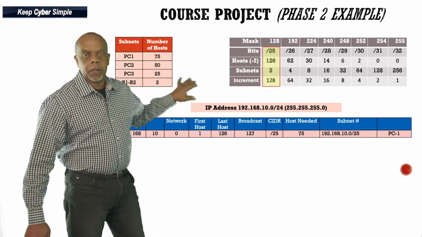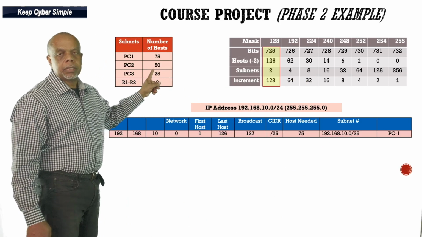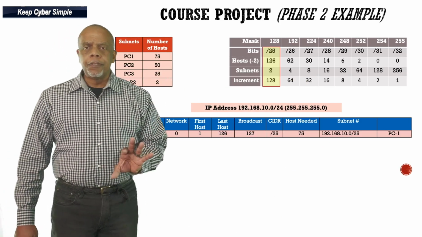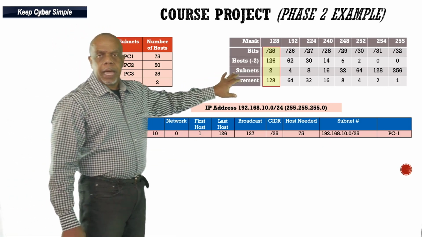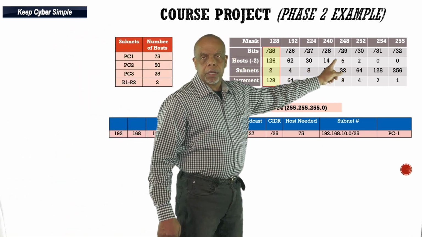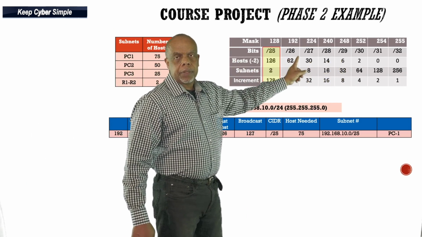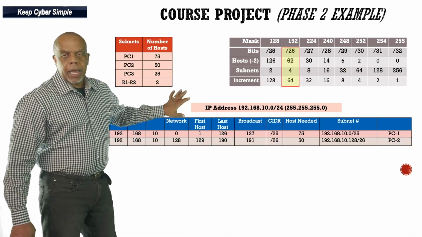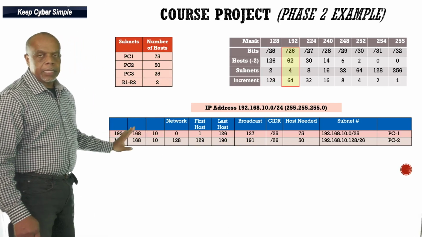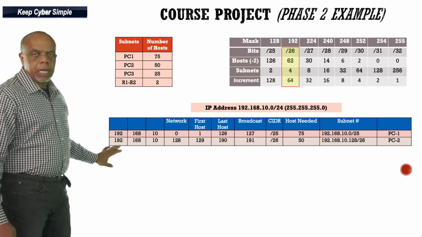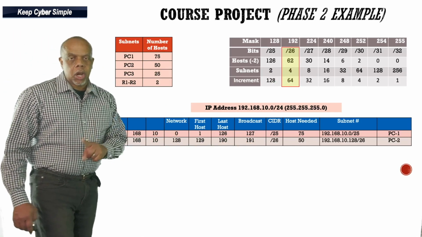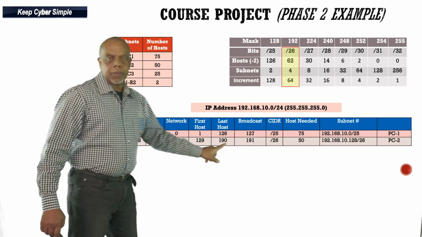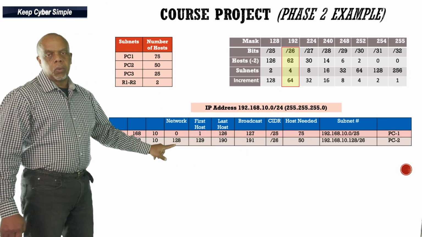That covers my PC1. If I look at PC2 subnetwork, I need 50 IP addresses. To get 50 IP addresses, where does it fall here? Right there. I have to get 62, right? 62 to get 50 out of that. So now I do the same subnetting as we've already done, but where do I start? Okay, the last one I used here, as you remember, is 127. So now I have to start at 128.